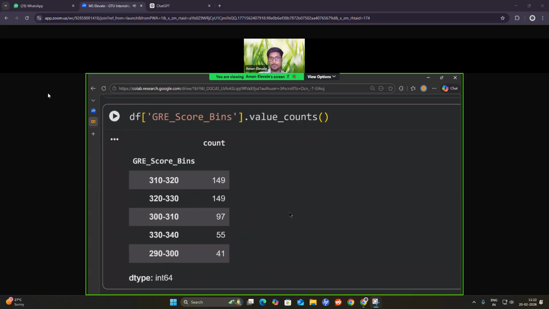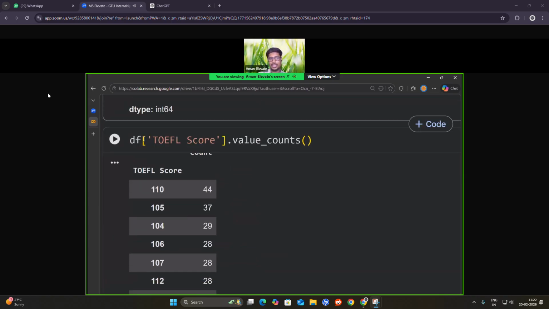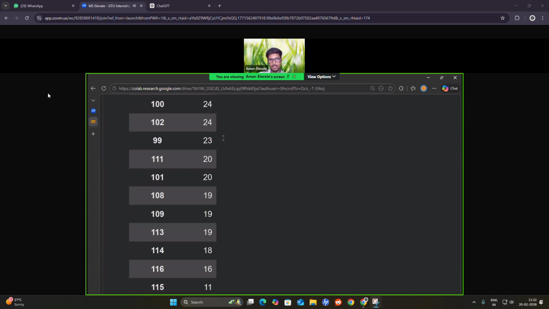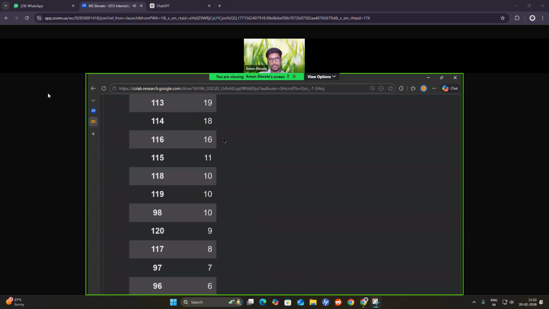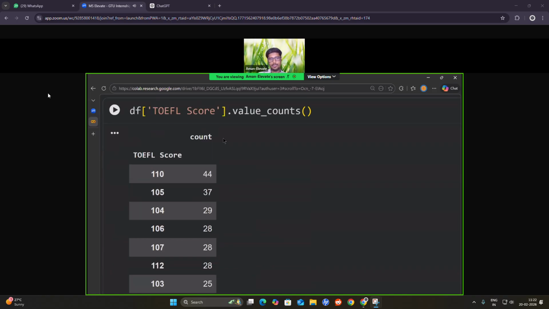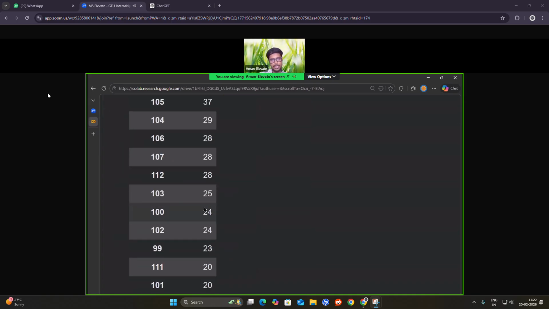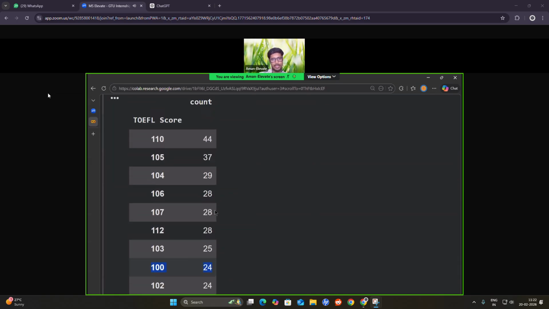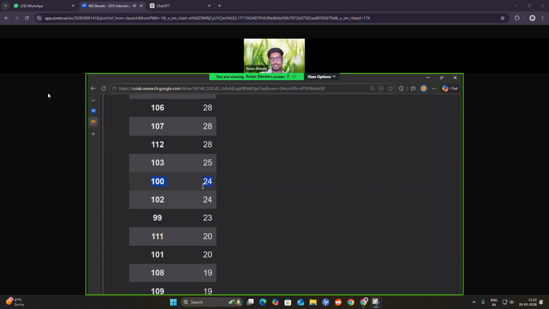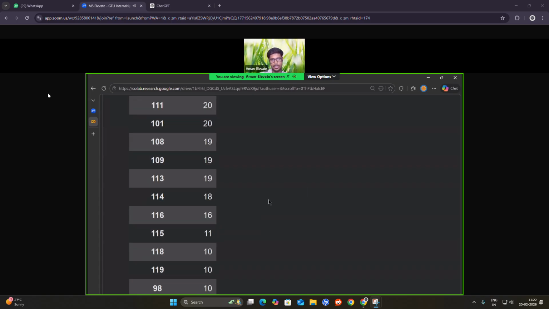Before training, we are trying to understand the data, and after that, we did the same thing for TOEFL score as well. TOEFL score is out of, I think, 120. The data is distributed like this. Most of the people belong to above 100. So I think we are having the data of toppers, if I'm not wrong. Most of the people are above 100, right?